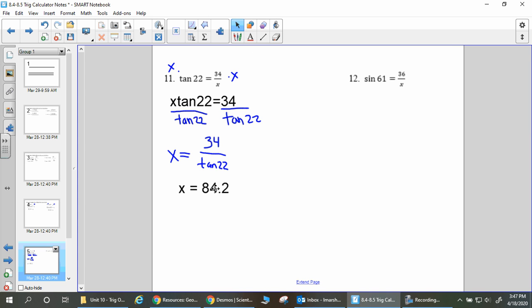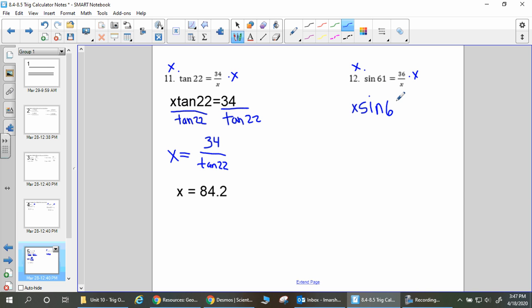Okay. So I'm going to take that same approach over here to question 12. First thing I'm going to do is multiply both sides by x, because we're currently dividing by x. So x times the sine of 61 is going to equal 36. And then we're going to divide by the sine of 61, and we're going to do that on both sides.